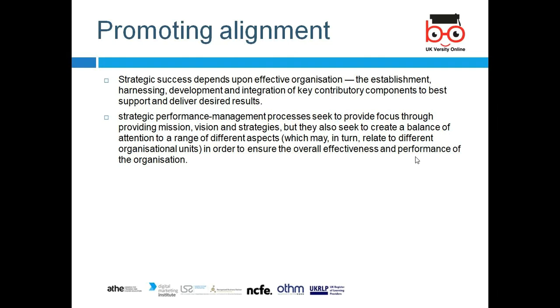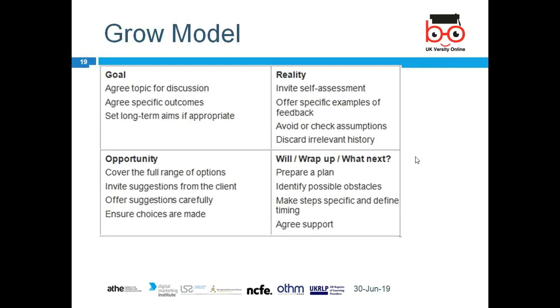Promoting alignment: strategic success depends upon effective organization and establishment. We need to look at how best we can support people to achieve our organization's objectives. Always we need to promote alignment, so we are not distracted, we stay focused, and we follow the same path. So next, the GROW model.